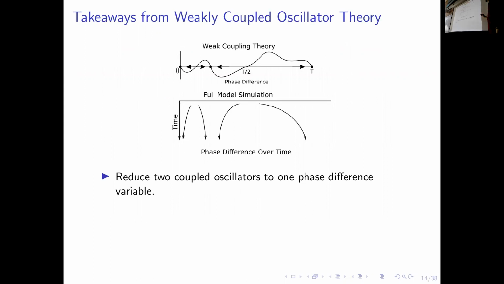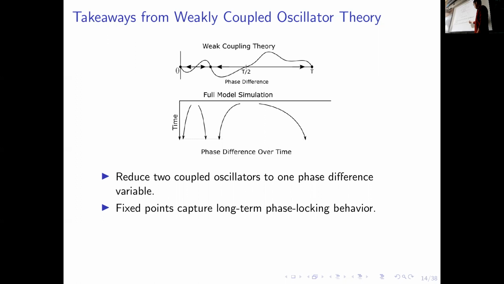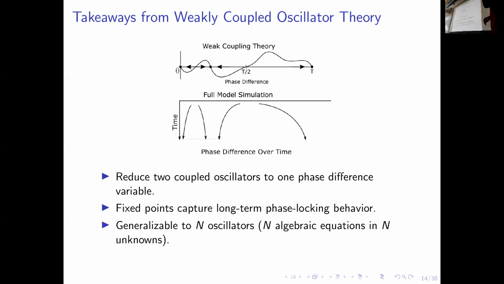So the takeaway from what I've shown for the weakly coupled oscillator theory is that with these two coupled oscillators, no matter how complicated they are, how many dimensions they have, we reduce them to one dimension. The fixed points in this reduced system capture the long-term phase locking, with all the phase differences. These are the plots that we've seen. It generalizes to n oscillators in a natural way. You get n algebraic equations and n unknowns, and you can study stability of the fixed points.